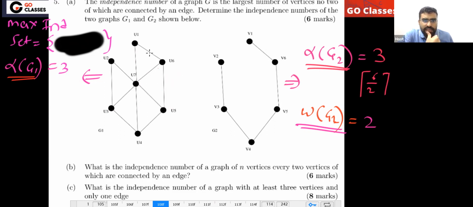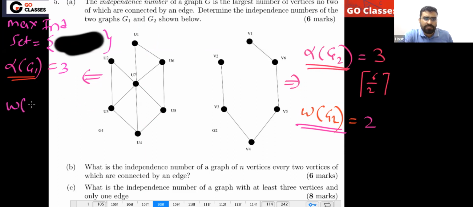Whatever you try, if I take V1, then what is the largest I can create? If I take V1, I cannot take V6. Now from the remaining four, I can take two only. From the remaining four, I can take these two. So I think there will be only three.